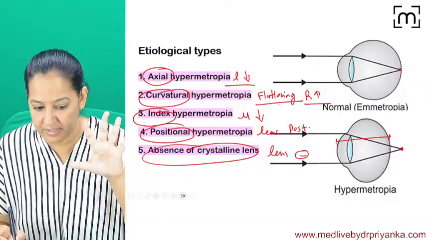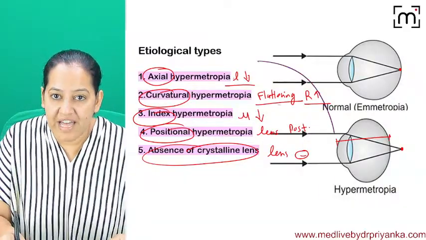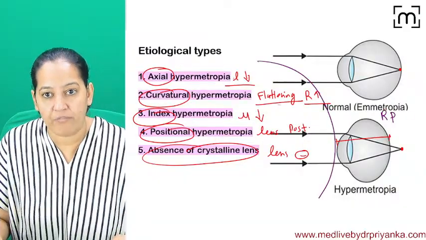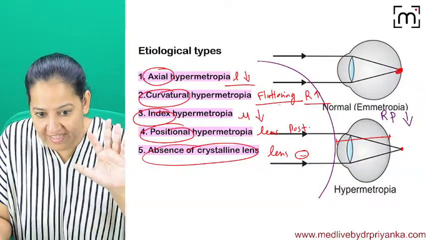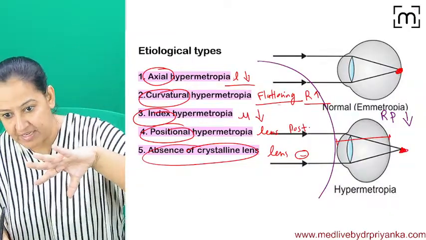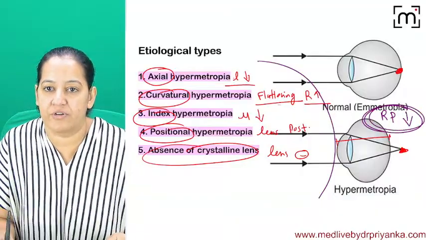I hope you got it. In all of them, the refractive power of the eye is reduced. That's why the image is not on the retina. The image is beyond the retina because the refractive power of the eye is reduced.